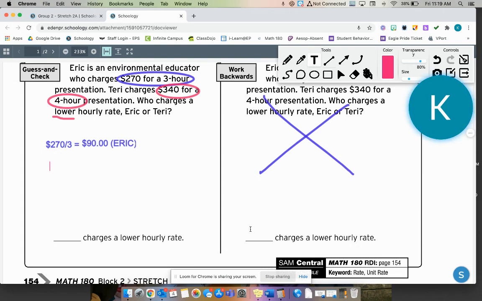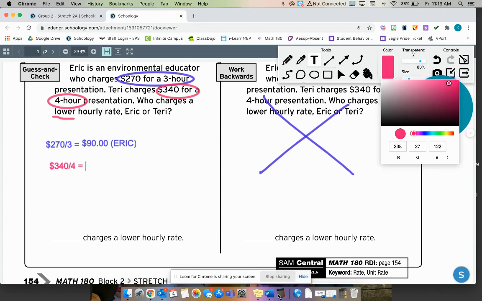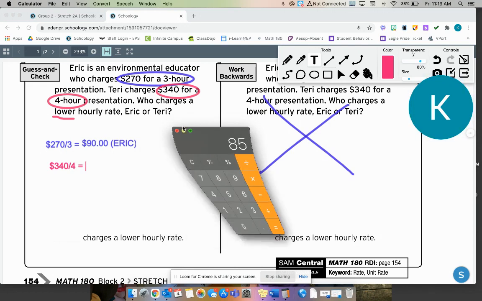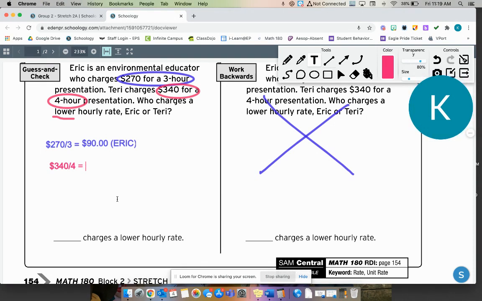Next, we have Terry. Terry charges $340 for a 4-hour presentation. So we're going to do 340 divided by 4. Let's go ahead and take care of that. 340 divided by 4 equals 85. So Terry charges $85 per hour. So who is at a lower hourly rate? That would be Terry because $85 is less than $90. If you need more time with this problem, go ahead and pause the video and finish recording.